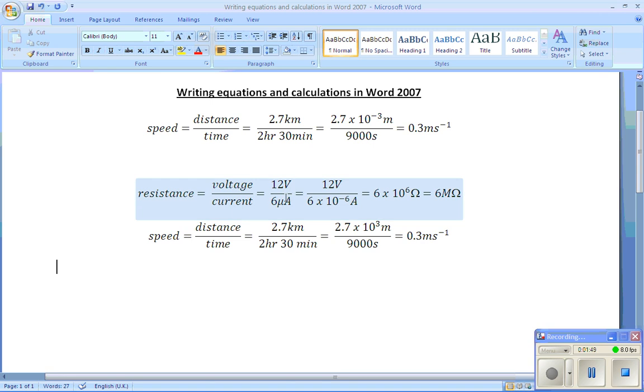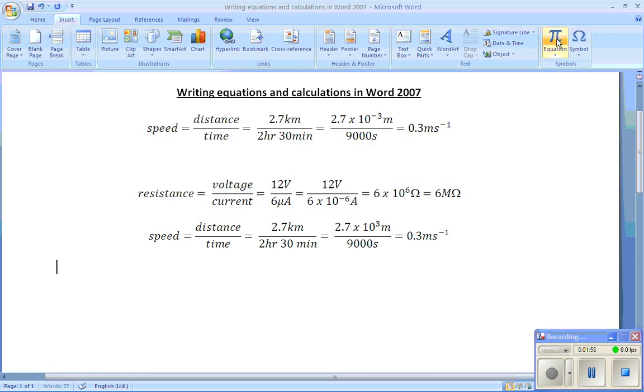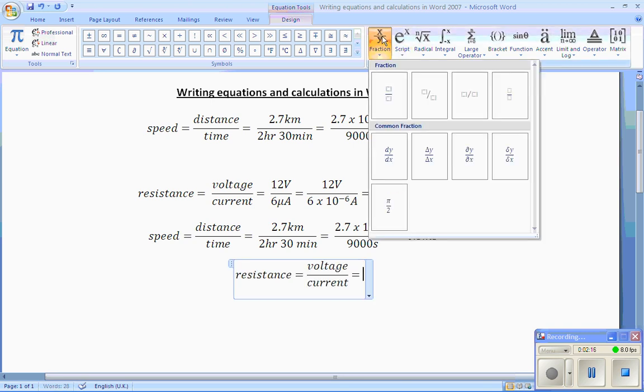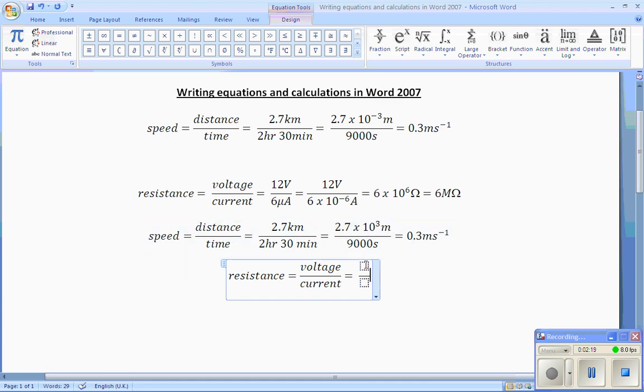The second equation has a couple of extra interesting things there, such as the mu and the ohms, and that's worth knowing how to do. So again, if we insert another equation here, we've got resistance equals voltage divided by current. In this case I've used another fraction, and we've got 12 volts divided by 6.